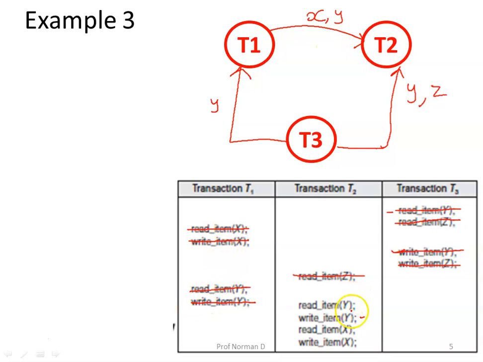So we are left with only instructions from T2 which cannot be compared with any other instruction, neither from T1 nor from T3. So this is our precedence graph. If you look at this particular graph, there are no cycles. That means this graph is conflict serializable. Now your job is to find out what will be the equivalent serial schedule.